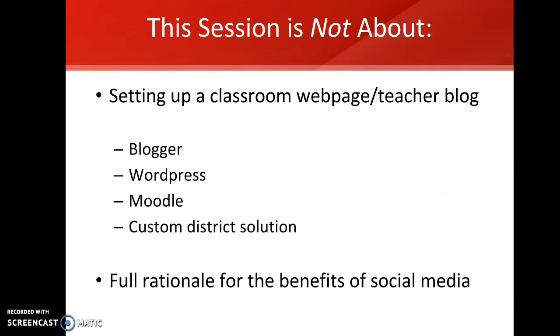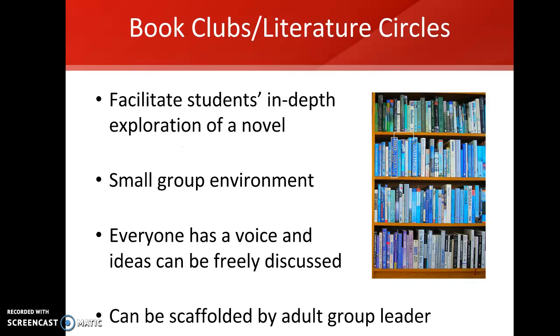What we are not talking about today is simply setting up a classroom web page or a teacher blog. This is going to go further than this. So it's not just about using a blogging program, a program like Moodle. It is instead going to be about how to incorporate literature circles into that process. And then again, it is not about a rationale for using the benefits of social media. That could be a whole other presentation in and of itself.